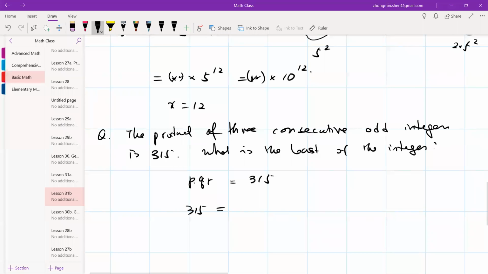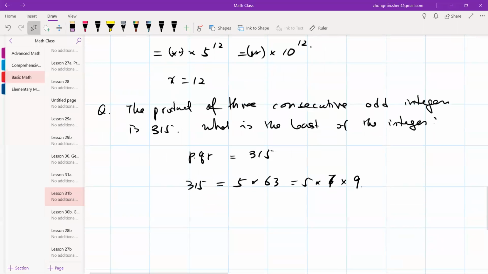315 divided by 5 is going to be 63. So 5 times 63, and 63 is going to be 7 times 9. Okay, so then it clearly gets the product of 3, right? You can get the product of the 3 consecutive odd integers right away. So then the answer, what is the list of the integers? Of course, this is a 5. You get all of them, right?